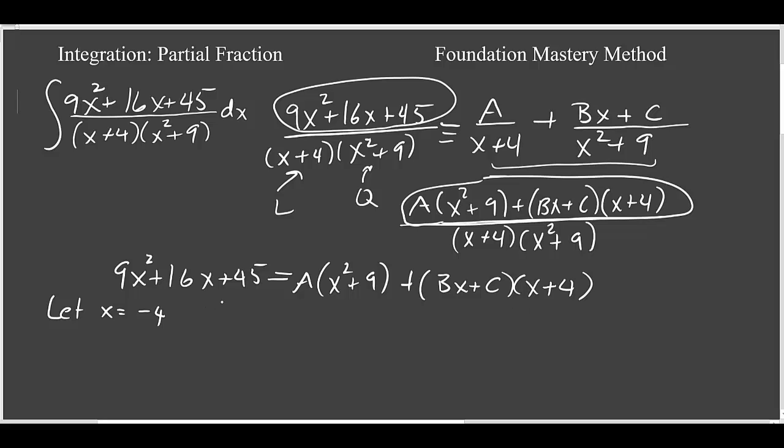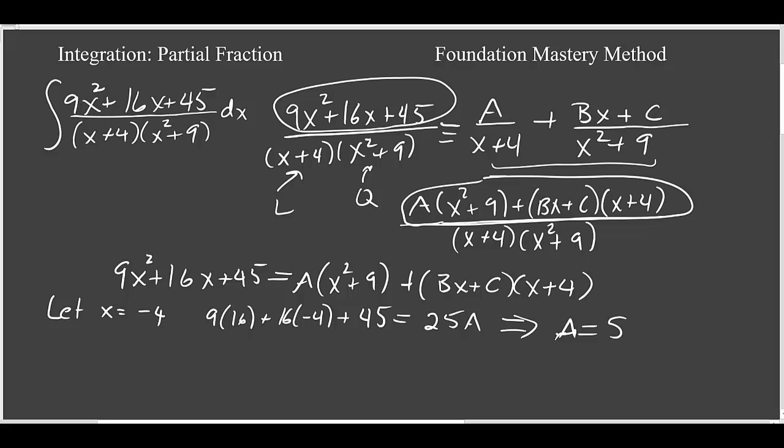So if x is -4, then on the left we have 9 times 16 plus 16 times -4 plus 45, and then on the right-hand side we'll have 25 times a. Now if we solve this, we get that a equals 5.